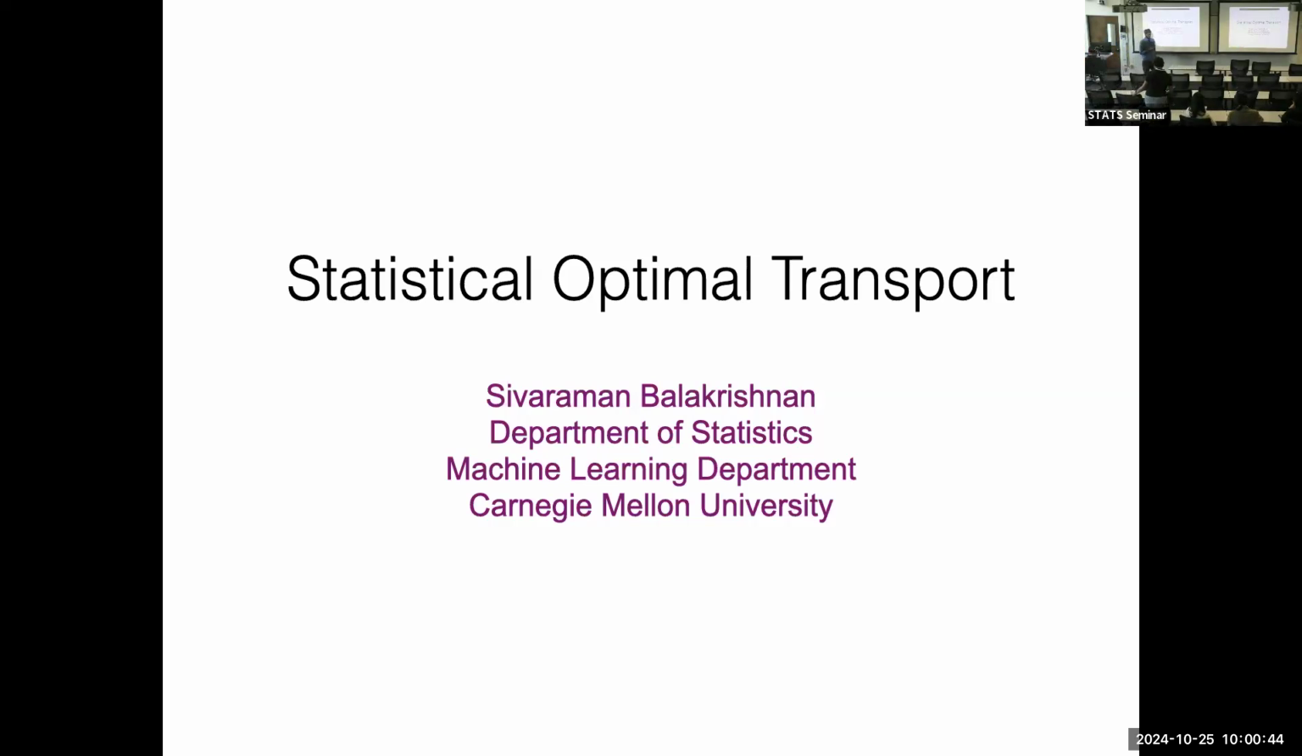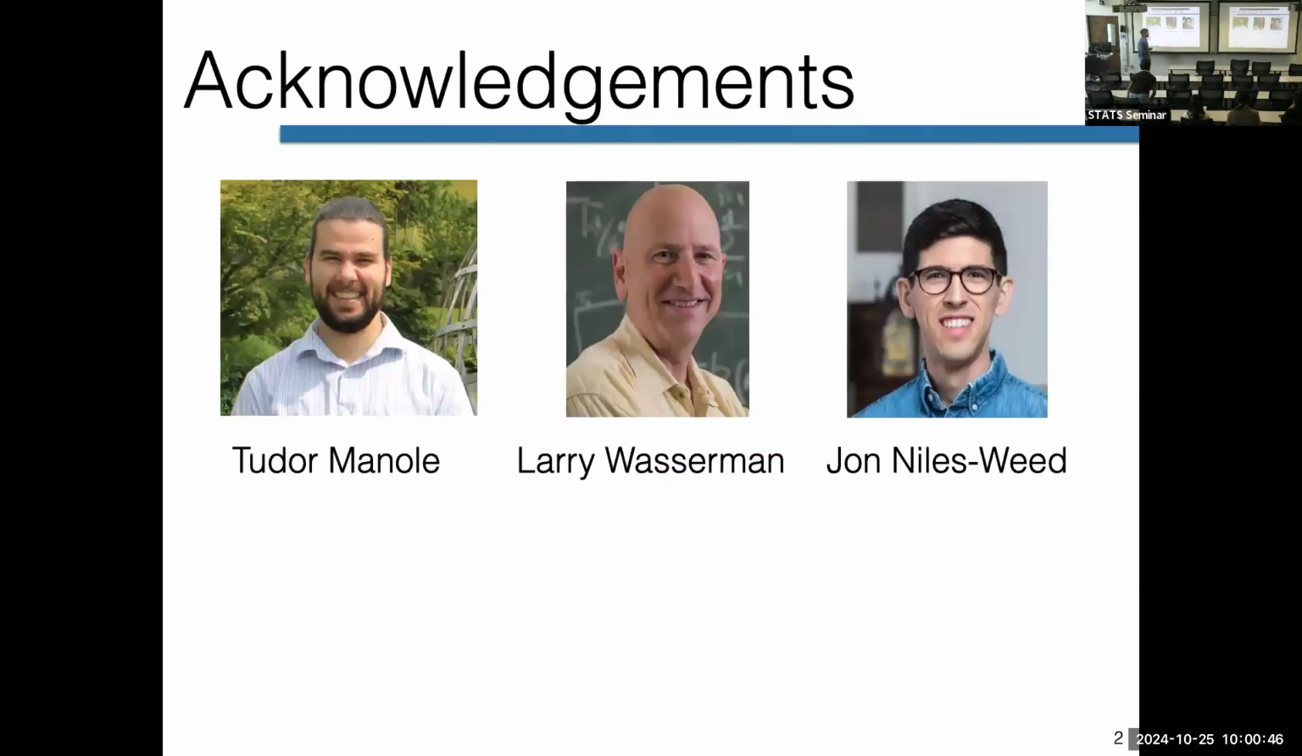Okay, so let me just get started. First of all, let me thank my collaborators. Tudor is a grad student who worked with Larry and me. He's now a postdoc at MIT. He's amazing. You should try to hire him. He'll be on the job market in, I guess, a year. And everything I'll talk about will also be joint work with Larry and John Reed, who's at Quran.